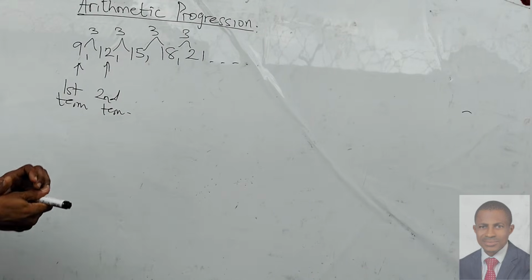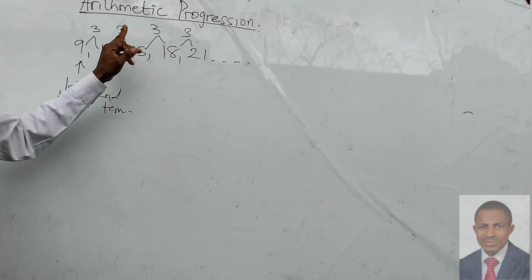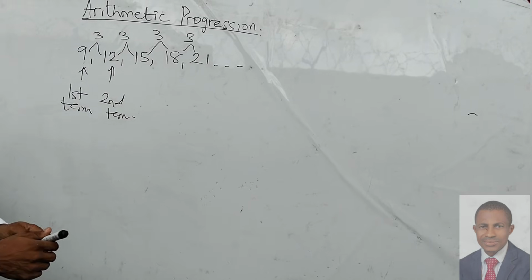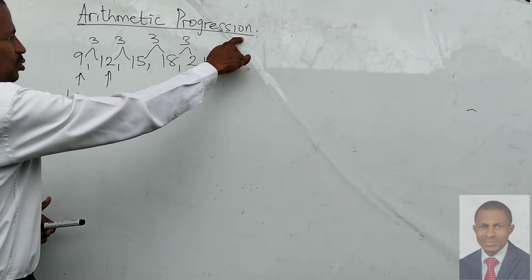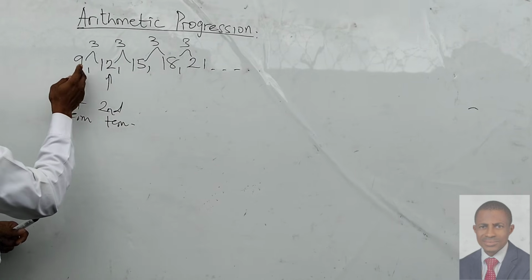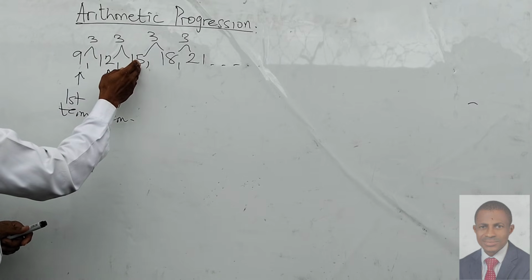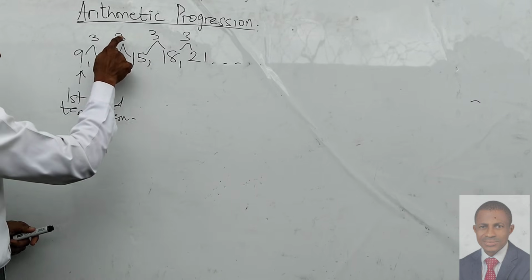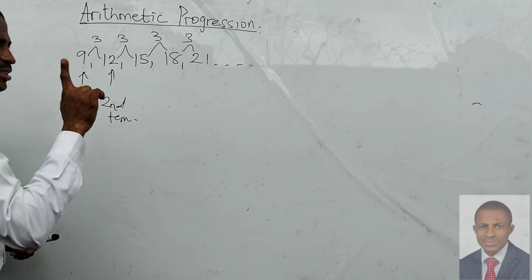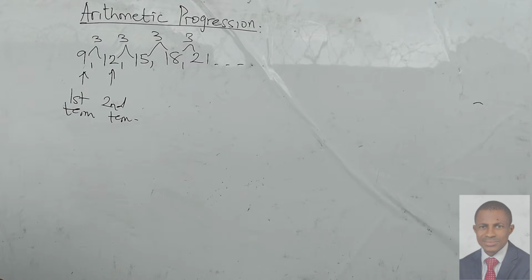So any sequence that increases or decreases by a specific number is called an arithmetic progression. Any sequence where consecutive numbers vary by a particular figure, increasing or decreasing by a specific figure, is called an arithmetic progression.